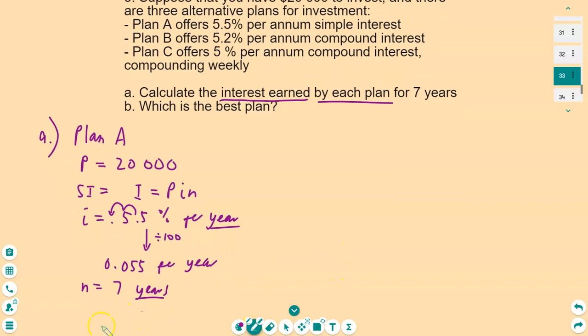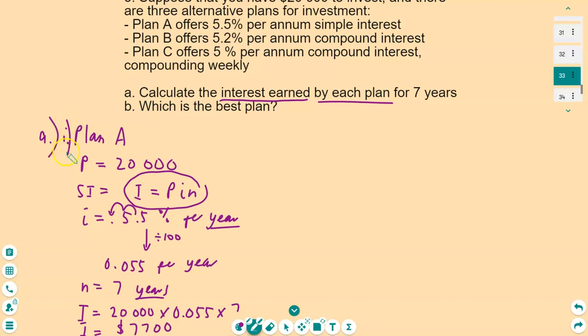Looking good. Now, simple interest is nice because we can find the interest straight away in one step. Interest is P, which is 20,000, times interest rate as a decimal, times N, which is 7 years. 20,000 times 0.055 times 7. 7,700 in your bank account after 7 years. If you go with that simple interest plan, just call it plan A.